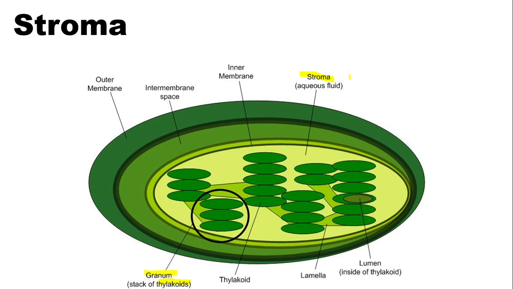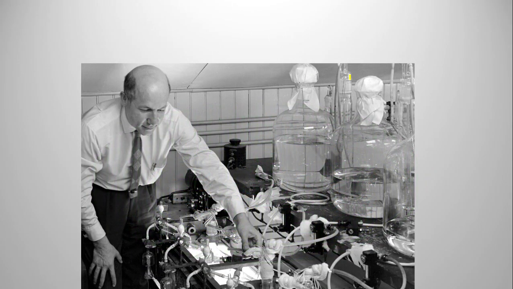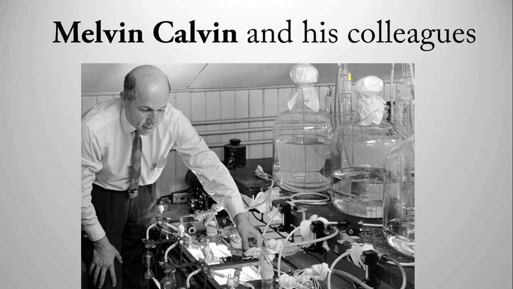So if we talk about why it is called the Calvin cycle, then guys, this cycle was discovered by Melvin Calvin and his colleagues at the University of California. And Calvin was also awarded the Nobel Prize in 1961 for the discovery of this cycle.